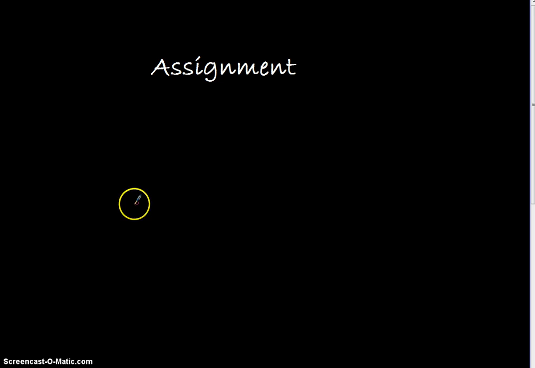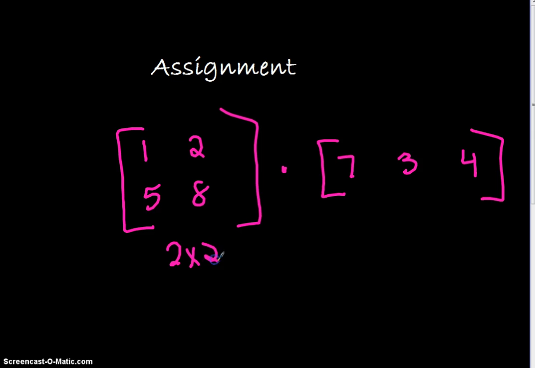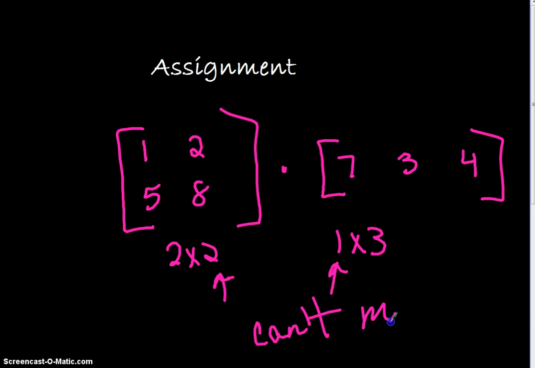Okay, never really had one that wouldn't work, so let's make one up. I'm not going to make you work through it because it's going to be a 1, 2, 5, 8 times 7, 3, 4. This is a 2 by 2. This is a 1 by 3. Do you see how this and this is different? Can't multiply. That's your answer. Don't do it.